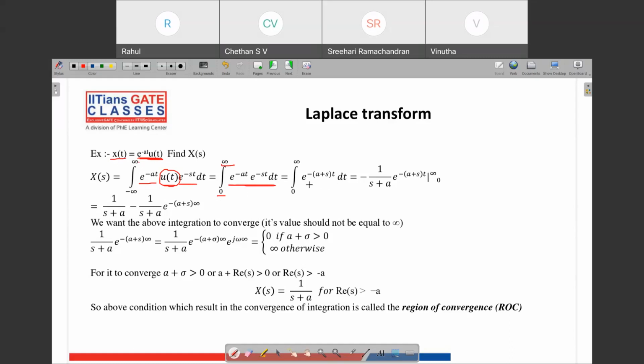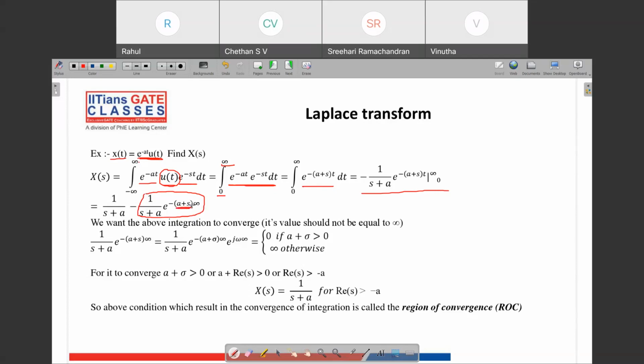Now this can also be written like this; I have just taken e to the power minus (a plus s)t common. When you do this integration, you'll get this, and you have to put the limit 0 to infinity. When you put the limit equal to 0, this e to the power term will become 1. But when you put infinity here, this is how it is going to look. The second term of this Laplace transform can become infinity or it can become 0 depending upon the value of this a plus s.